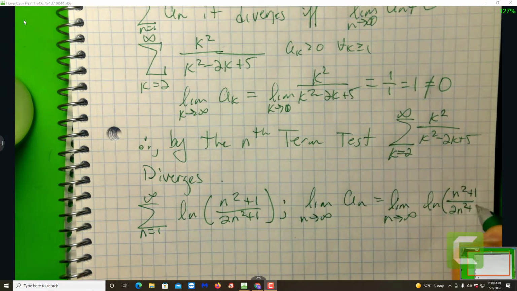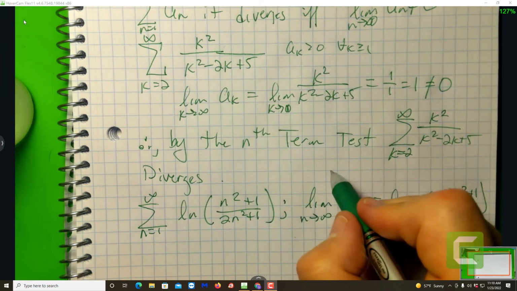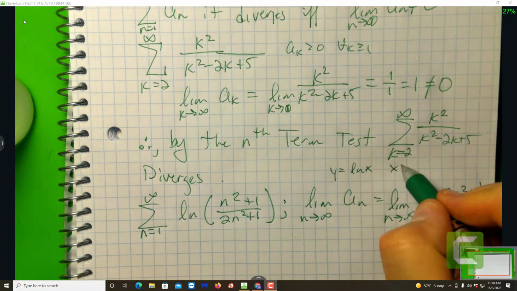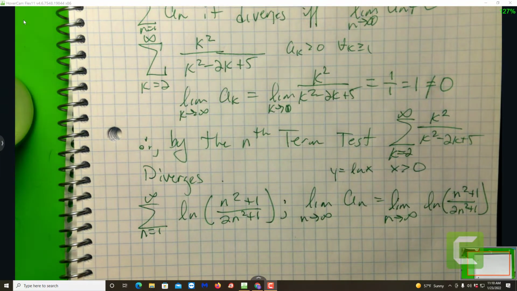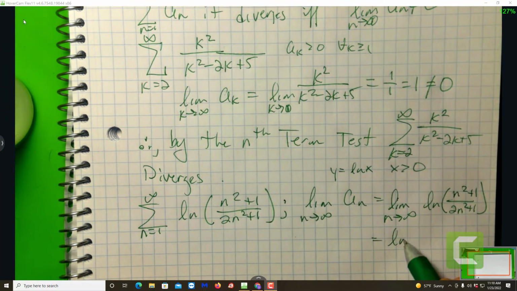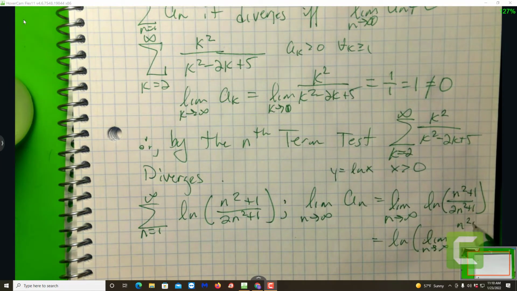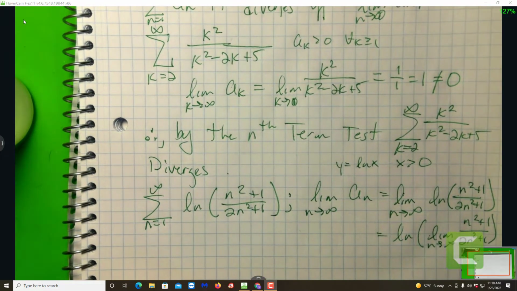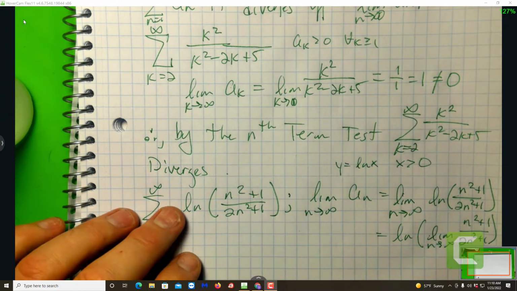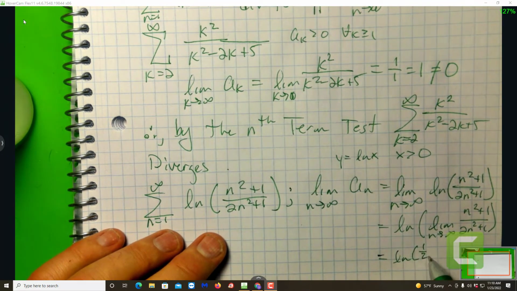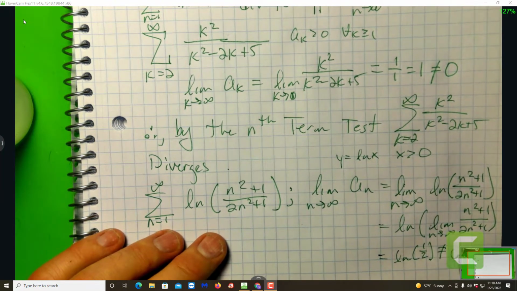Now, I'm going to do this in steps. We know that y equals the natural log of x is a continuous function as long as x is greater than 0. So I'm going to use my theorem, which allows me to rewrite this as the natural log of the limit as n goes to infinity of this rational expression. Now, the degrees of the numerator and denominator are the same, so it has a limit, which is the ratio of the leading coefficients, which is 1/2, which is not 0.